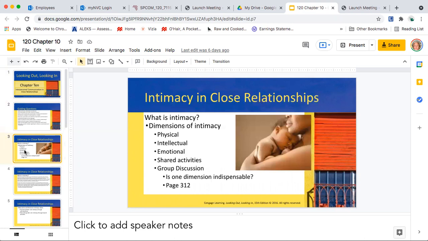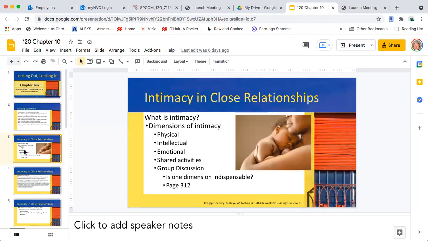So let's start off. The book starts right off with intimacy. And stop just for a moment and think about, what is your definition of intimacy? What was your first reaction to the word intimacy? Okay, so let's talk about what it really is. And it's multidimensional. So the dimensions are physical intimacy, right?